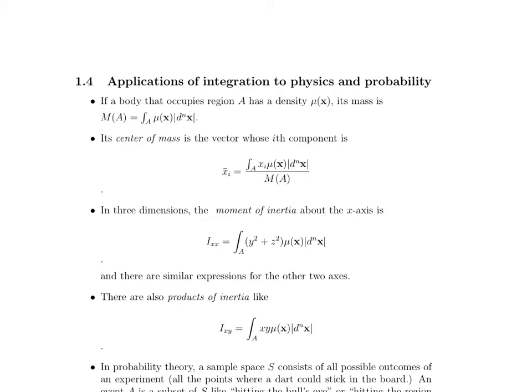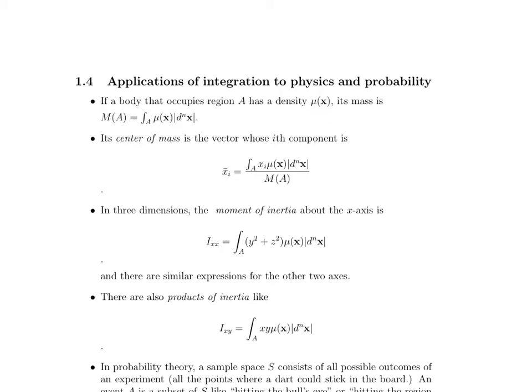So the first one is that you're given a body that occupies a region, as in a solid form, and you're told that it has a density that is variable. The density varies depending on the location in that form, and that density function is called mu of x. It changes depending on where in the body you're talking about.